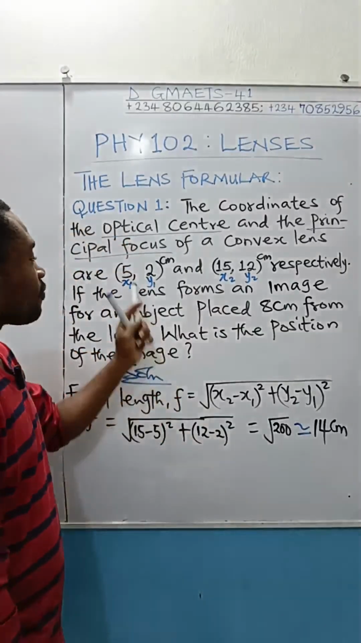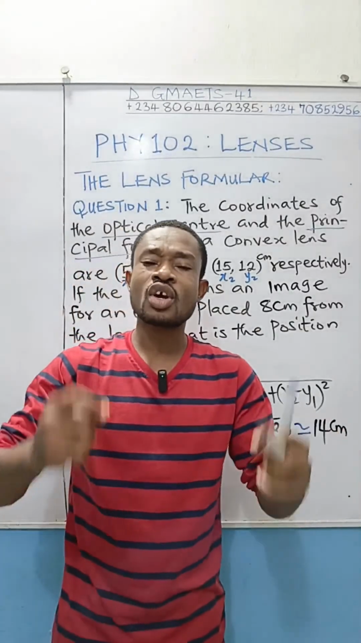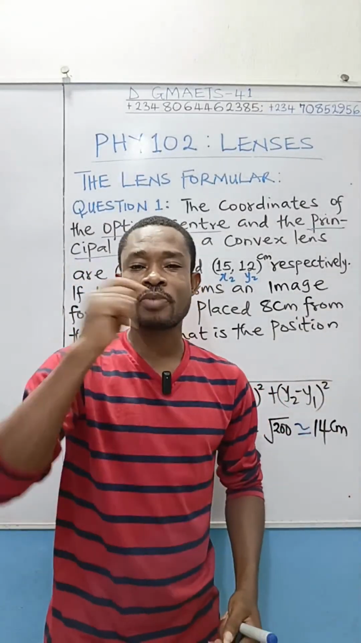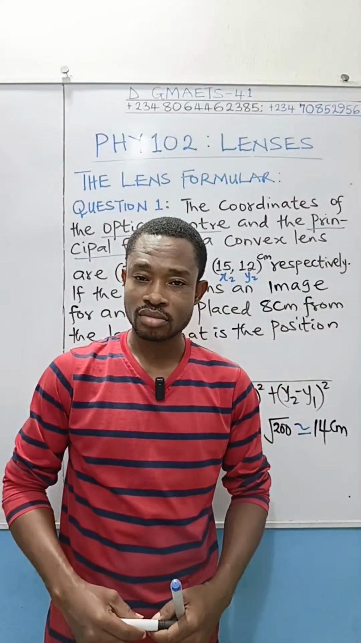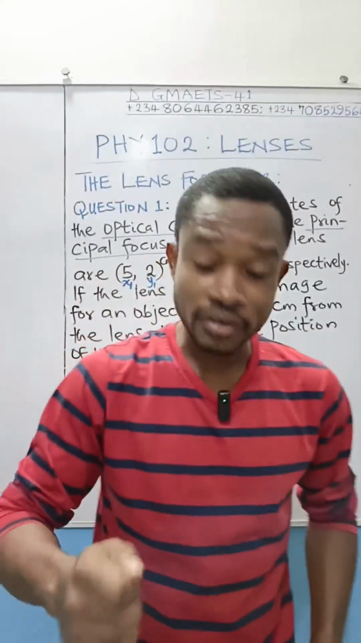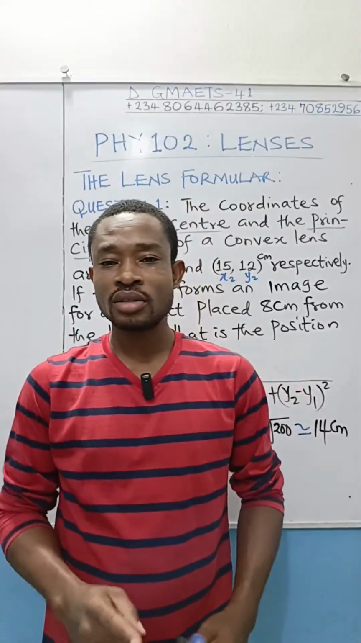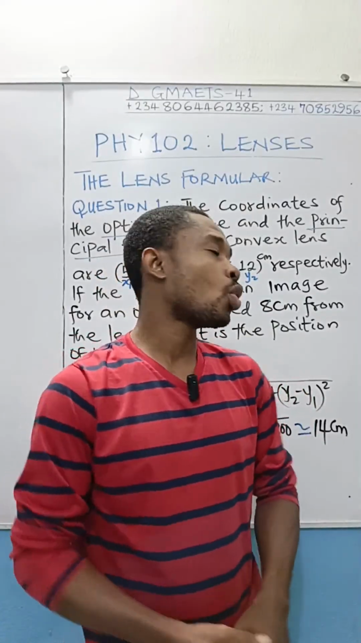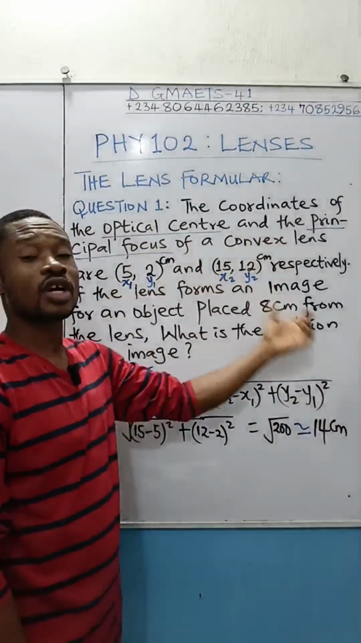Now we have obtained our focal length from this coordinate. So you see, whenever you are given the coordinate of the optical center and the coordinate of the principal focus, the examiner can ask you to even find the power of the lens. And you know that power of lens is 1 over the focal length. So you quickly use the coordinates of the optical center and principal focus to find the focal length, and then from there.